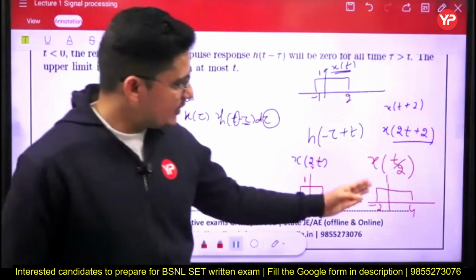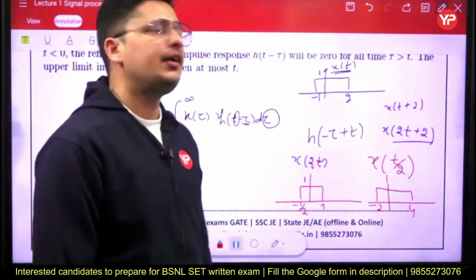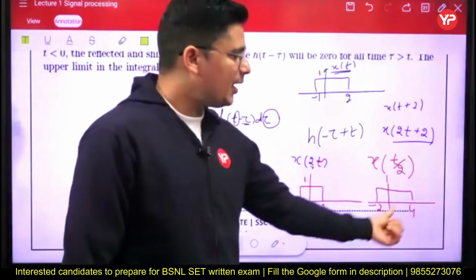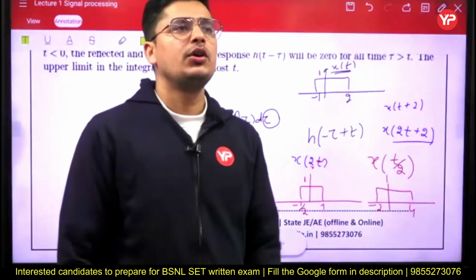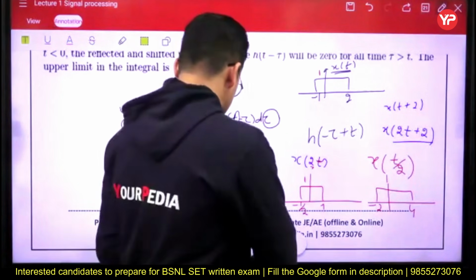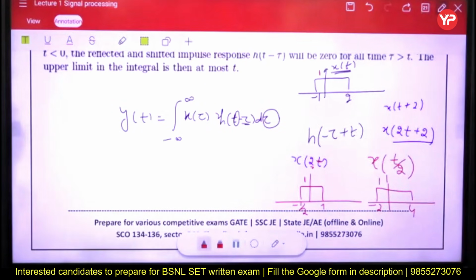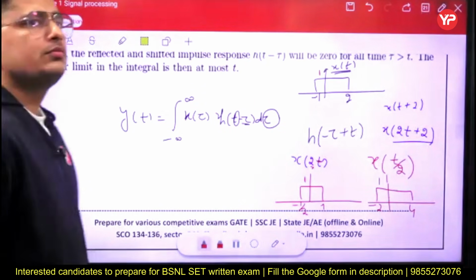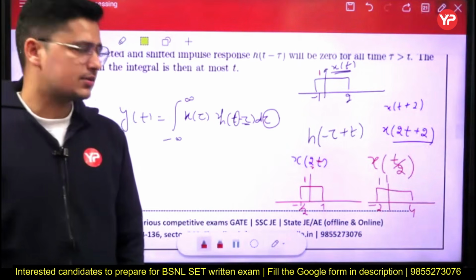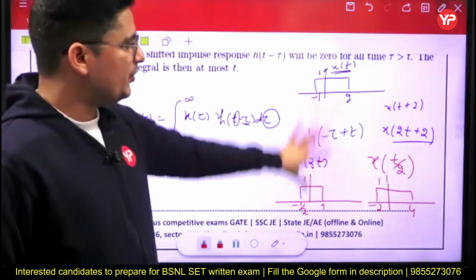Now if you go for expansion, we are expanding the signal in the time domain. It means this signal from minus 1 to 2 now becomes minus 2 to 4. The width is expanding, but the amplitude remains the same. Is that clear to everyone? Yes. Okay, so this is shifting and scaling.